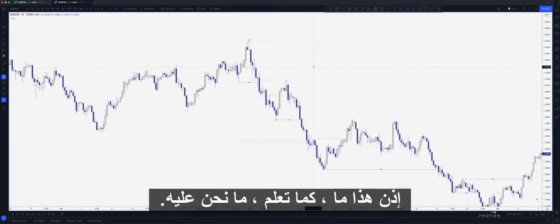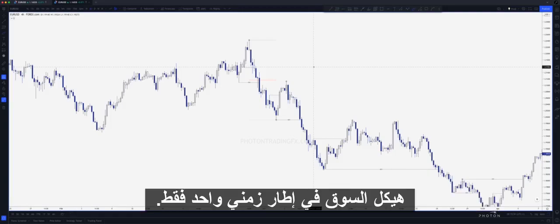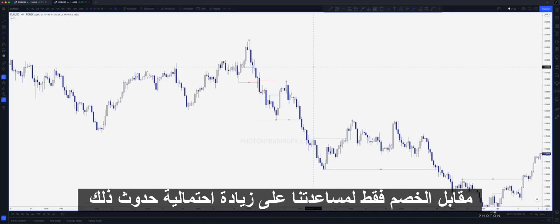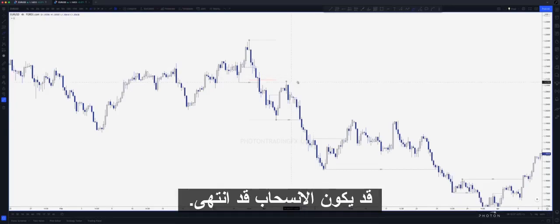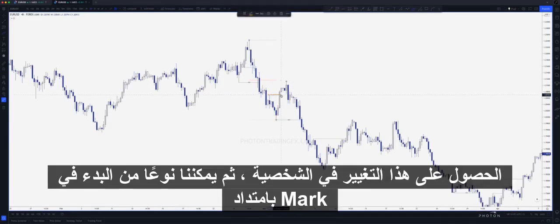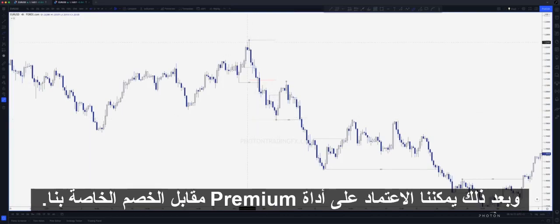So that's the way we were anticipating those swing moves, purely looking at basic market structure on one time frame alone. Now we have introduced one more concept, which is of course premium versus discount, just to help us increase the probability of when that pullback may be over. So when we see the pullback starting to kick in and we get that change of character, we can start to mark with a bit more confidence where that swing low likely is. And then that's when we can draw on our premium versus discount tool.